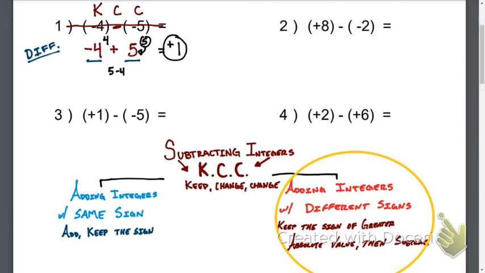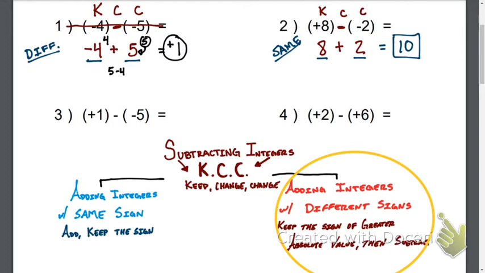So let's look at number 2. We have +8 minus -2. Again, because we're doing subtraction, we're going to do keep, change. I'm going to keep my +8, change the subtraction to addition, and change the negative to a positive. So now I have adding integers with the same sign, because they're both positive. My rule for adding integers with the same sign says add and keep the sign. So all I'm going to do is add these numbers. 8 plus 2 gives me 10, and since they were both positive, my answer is going to remain positive.